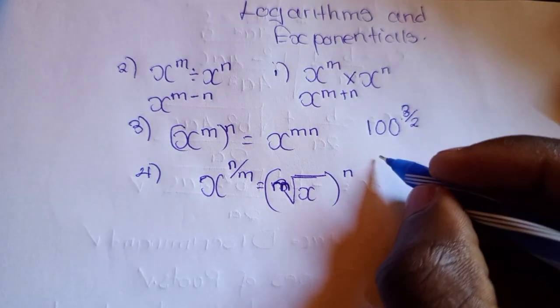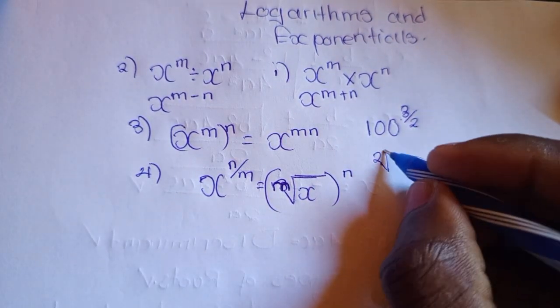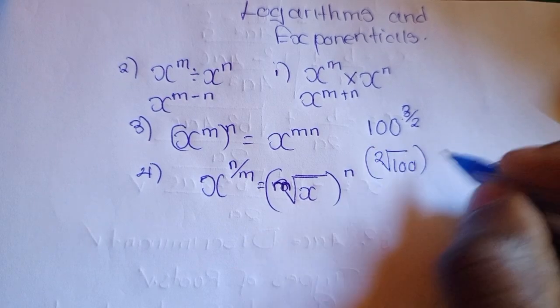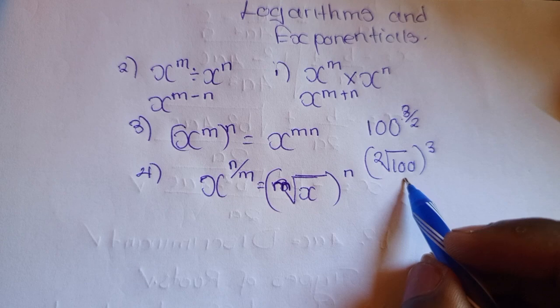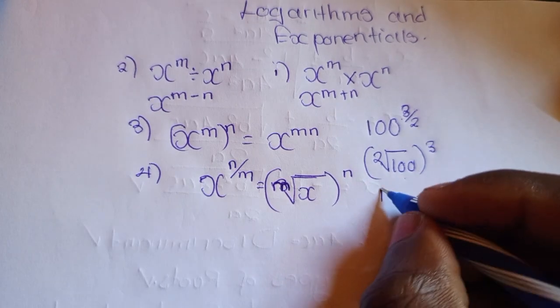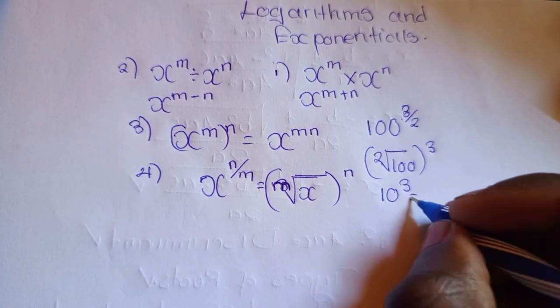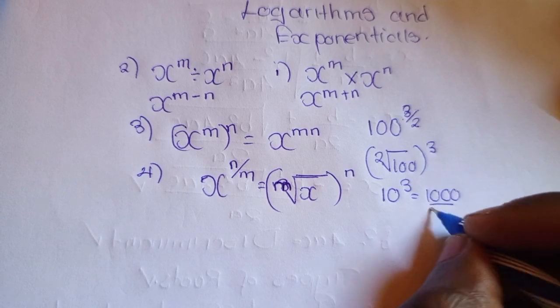So what you basically do here is this 2 goes in the root and 100 comes there to the power 3. So what is the second root of 100, or the square root of 100? It is 10. Then we know that 10 to the power 3 is basically 1000.